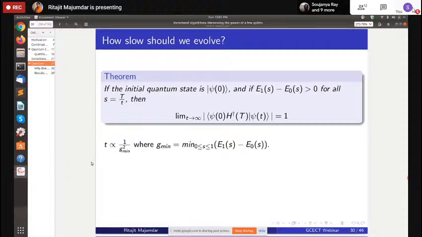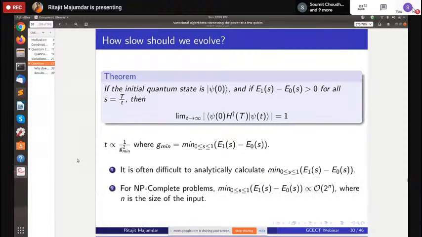Now there are two difficulties here. First, it is most of the time very difficult to actually calculate this. Analytically, you cannot calculate, and most of the papers try to do it numerically. And second, for NP-complete or NP-hard problems, this time, 1 over g mean square, varies on the order of 2 to the power n, because this E1(s) minus E0(s) becomes very, very small, very close to 0, and this t suddenly shoots up. So that is what happens for NP-complete problems.